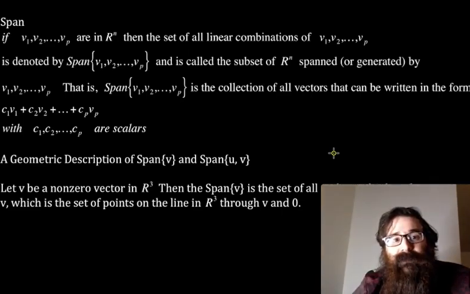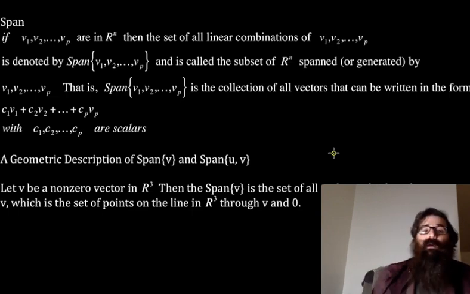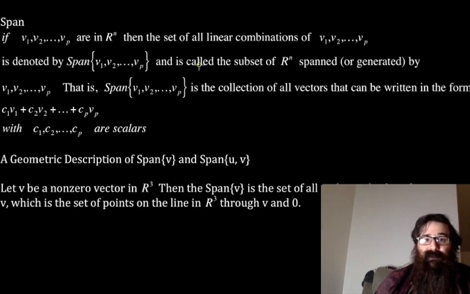If the vectors v sub 1, v sub 2, so on and so forth to v sub p are vectors in vector space Rn, then the set of all linear combinations of v1, v2, so on and so forth to v sub p is denoted by the span of v1, v2, so on and so forth to v sub p, and is called the subset of Rn spanned or generated by those vectors v1, v2, so on and so forth to v sub p.